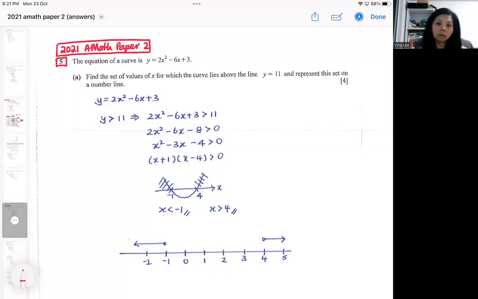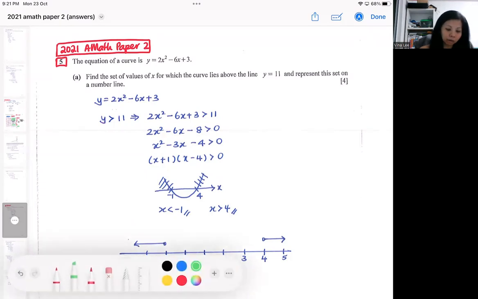For this question, you are being tested on the quadratic function and inequality. There are three parts to this question. Part A is actually testing you on quadratic inequality, but some students will have a bit of a mind block. So I'm going to break the question down for you. The question is saying that the curve lies above the straight line.